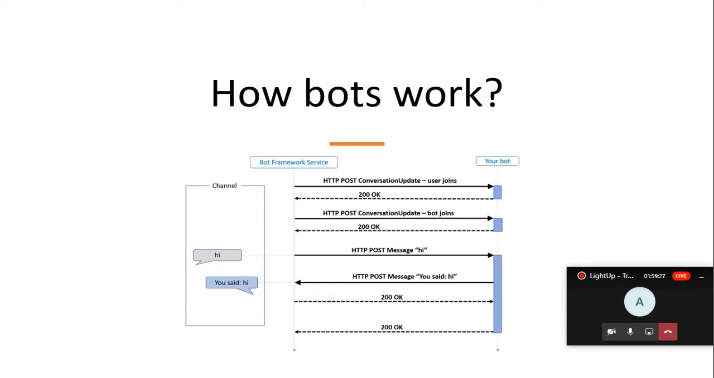The initial two connections which you are seeing over here are the conversation update messages. One message goes from the channel or the service to the bot, and another goes from the bot to the service. Both are handshaking, saying that yes, I'm alive. Once those conversation update messages are done and we receive the proper response, the actual conversation begins. You can see that the user is saying hi and the bot is responding with the same message. Looks like it's an echo bot. So whatever the user says, he will get back the same response.